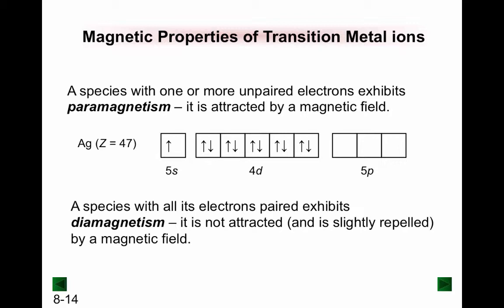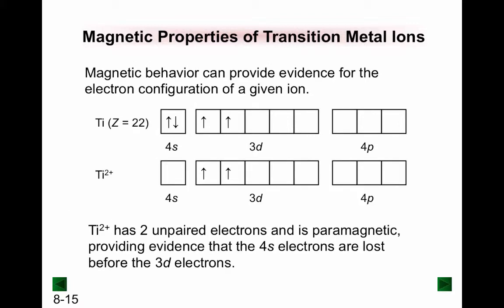A species with unpaired electrons exhibits paramagnetism and is attracted to an external magnetic field. A species with all of its electrons paired exhibits diamagnetism and is not attracted to an external magnetic field. The magnetic behavior of transition metals can provide evidence for the electron configuration of a given ion. The titanium 2+ ion has 2 unpaired electrons and is paramagnetic, providing evidence that the 4s electrons are lost before the 3d electrons.